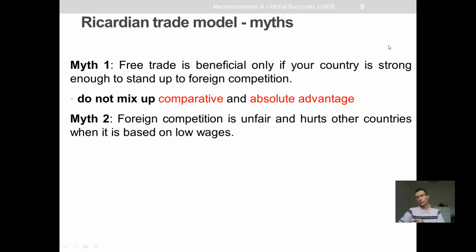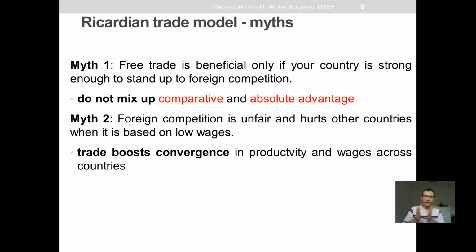All right. Second myth. People tend to believe that foreign competition is unfair and hurts other countries as long as this competition is based on low wages. The problem with this statement is that it misses the point. It simply doesn't go into the roots of why comparative advantage is profitable for countries. It simply says that trade in general is bad for poor countries. But this is not true.